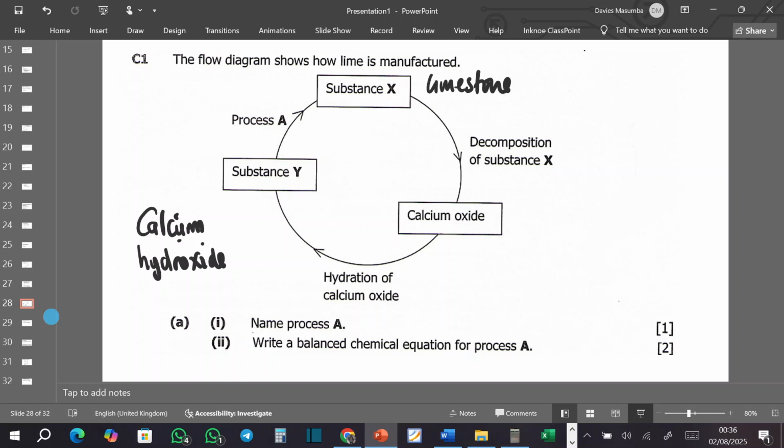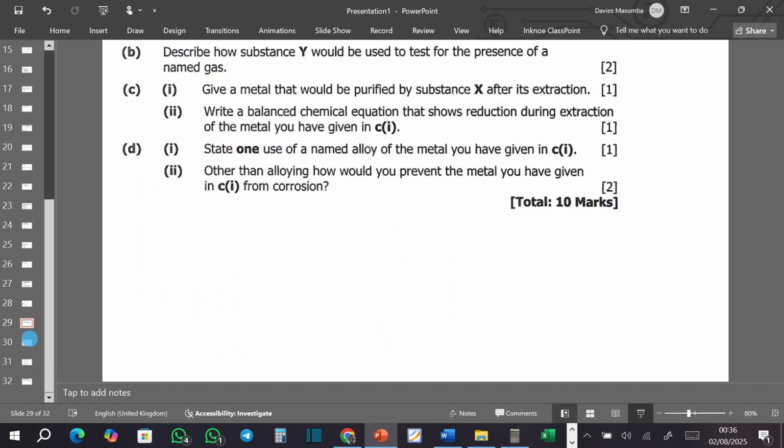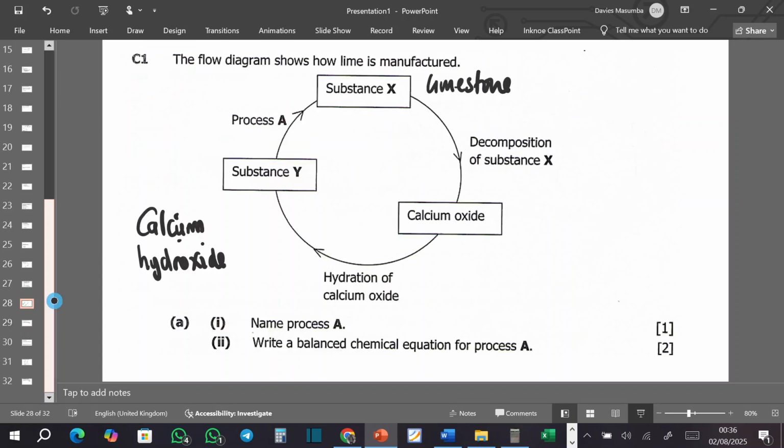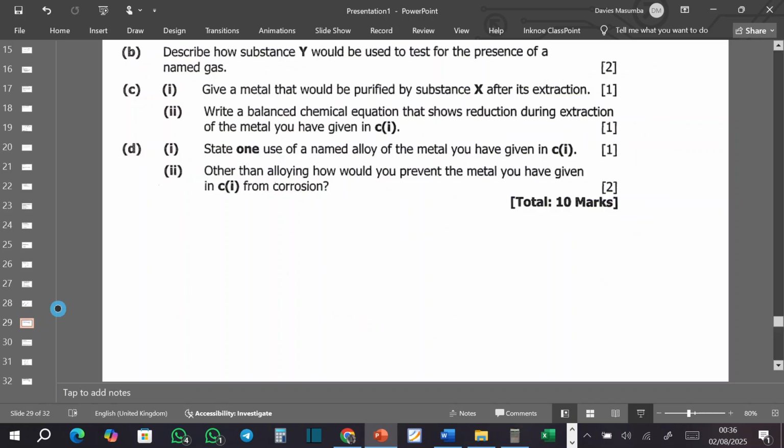Then Roman numeral 2, write a balanced chemical equation for the process A, like for going back from calcium hydroxide to that. So let me see the other question. Then describe how substance Y, which is calcium hydroxide, which we have identified, would be used to test for the presence of a named gas, which is carbon dioxide in this case.